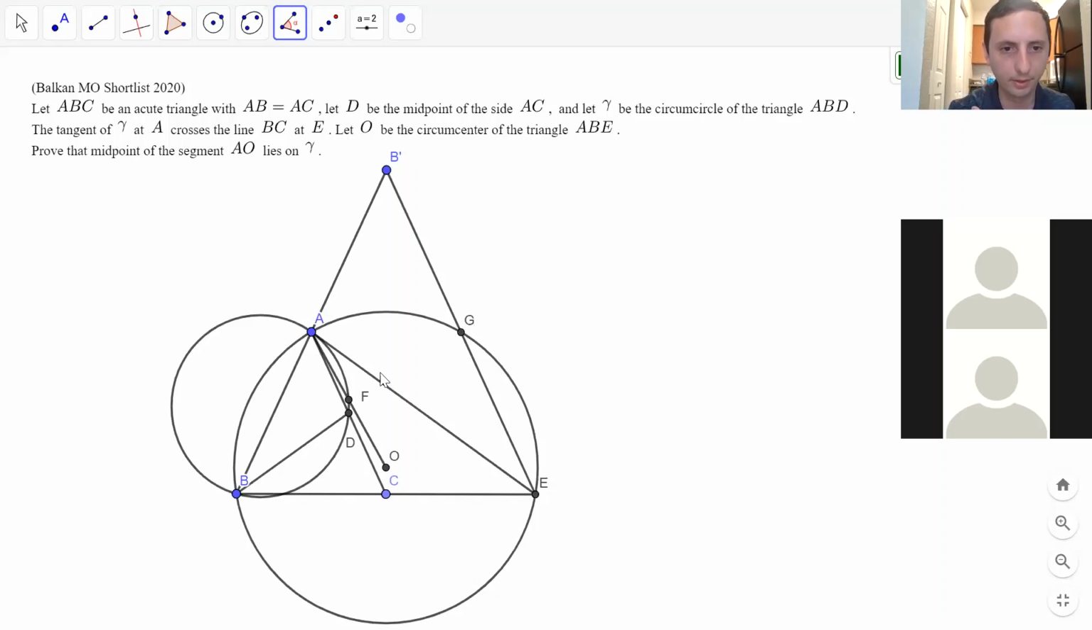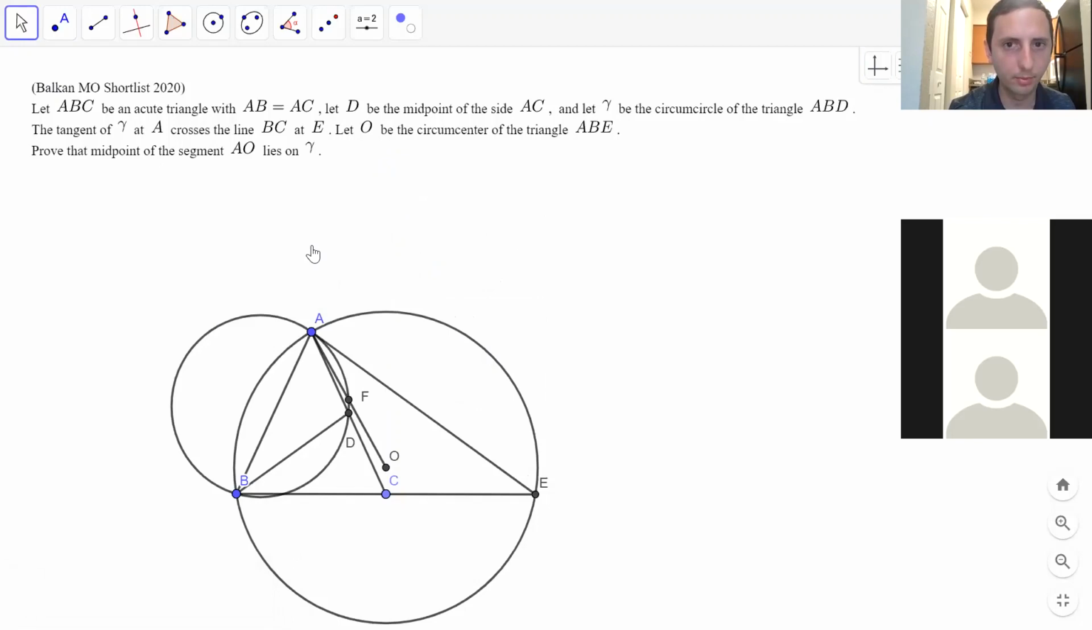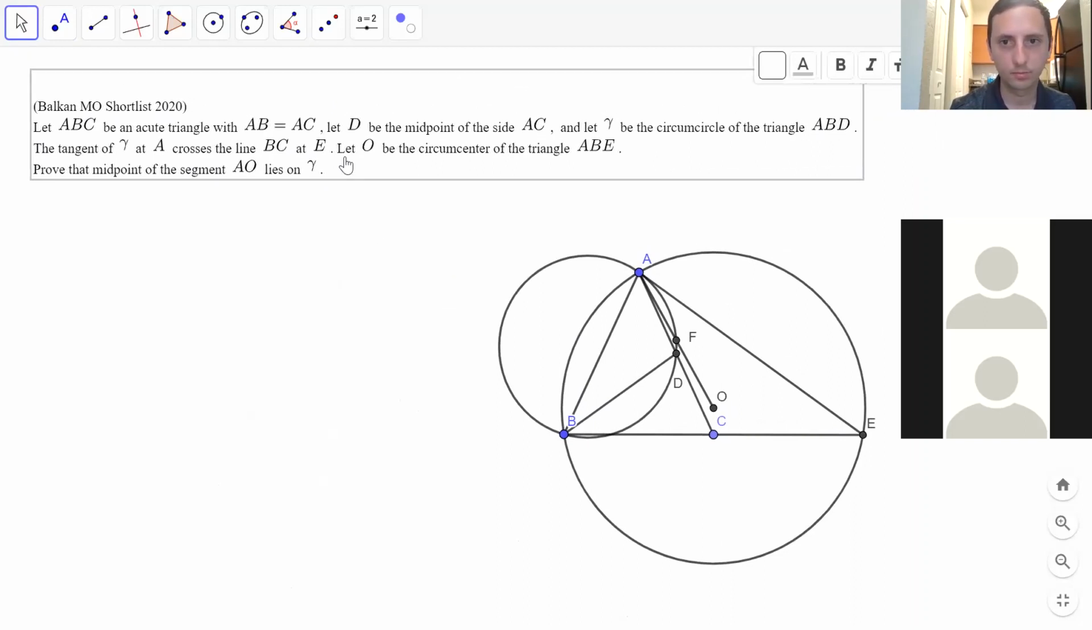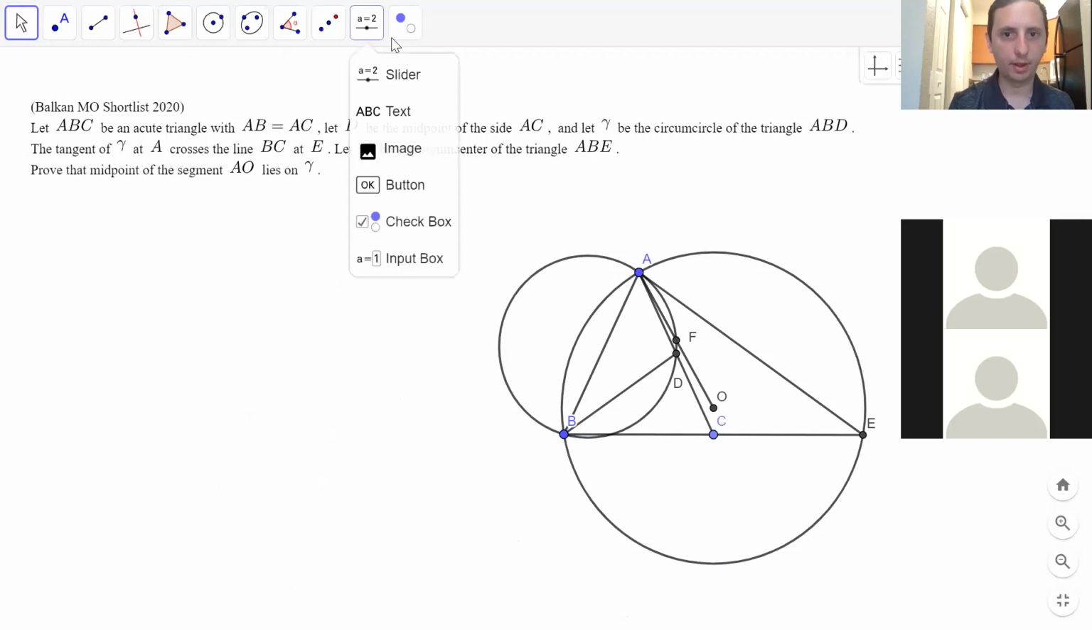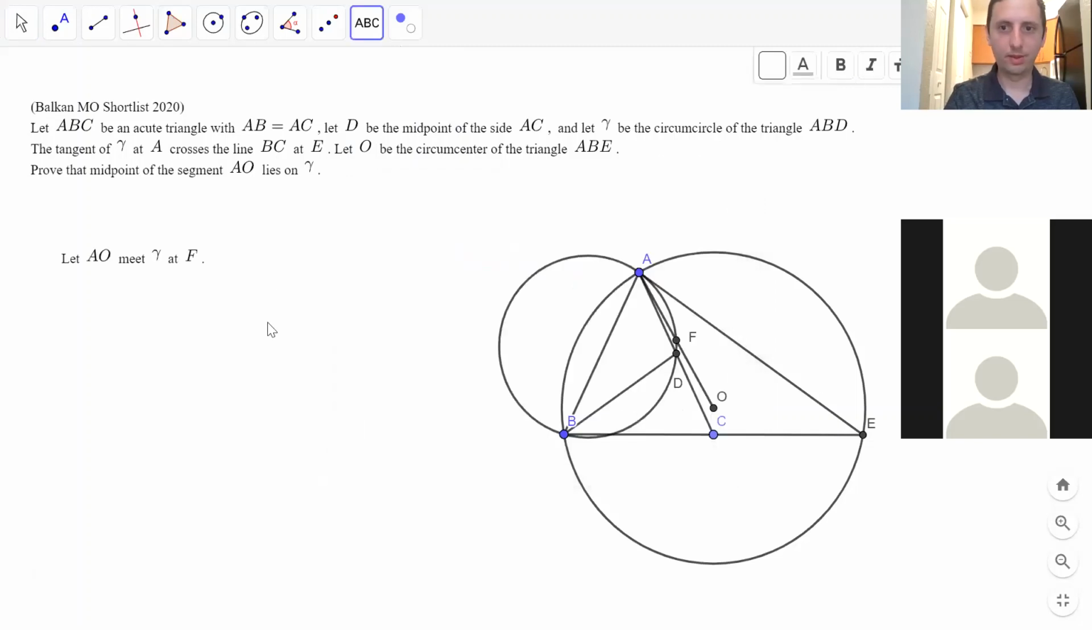So OC is perpendicular to BE. And then it's probably just an angle chase to show, yeah, okay, I think we got it. I don't even think I need B prime really. So let me delete B prime and then I'll start writing it up. All right, so I'll say let AO meet gamma at point F. And then first we're going to try to show triangle BDC is similar to AEB.